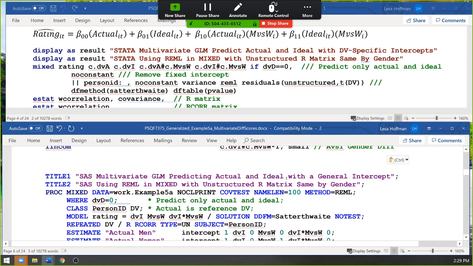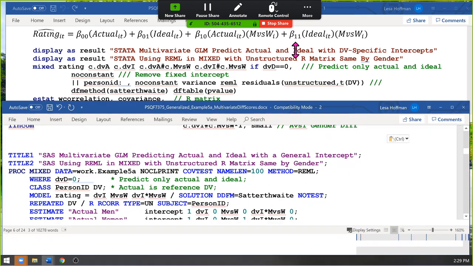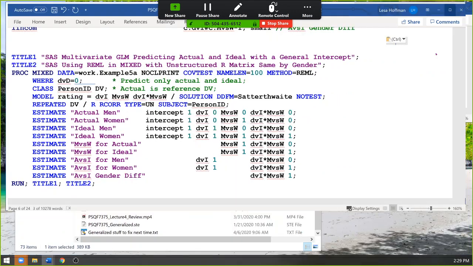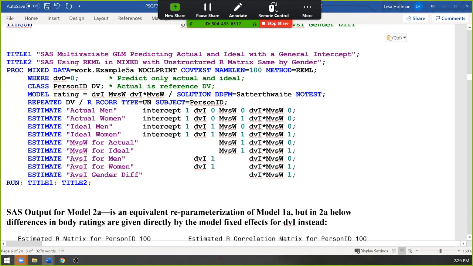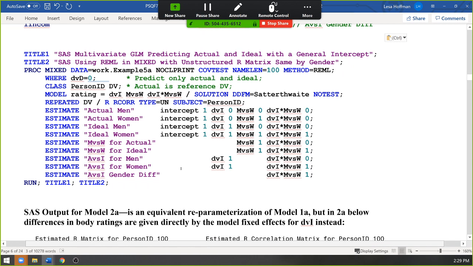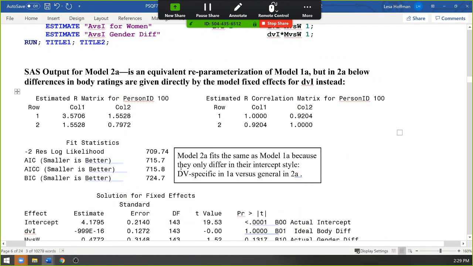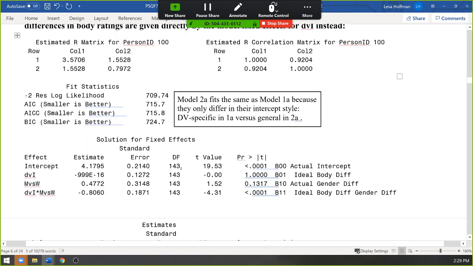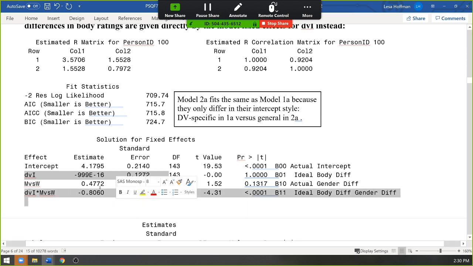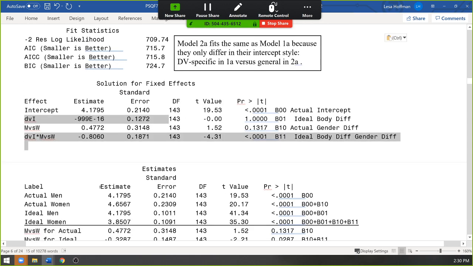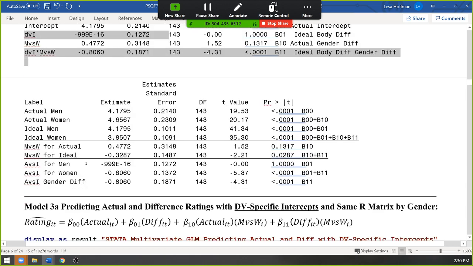So if we roll through the results, let me make this big here. There's the SAS version of the same stuff. Model fits the same. Model variance components are the same. Now we get DVI is the discrepancy, the difference between outcomes specifically for men, and how that differs for women. The research question is given directly by the fixed effects, and then you can get all the other fixed effects here as well.